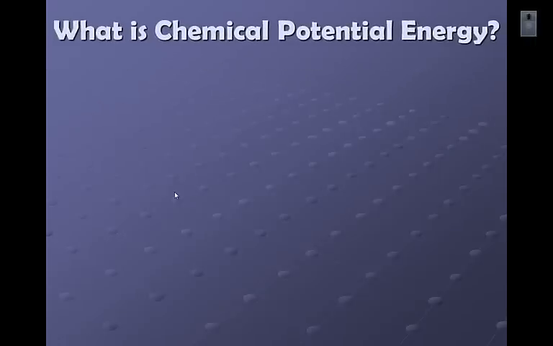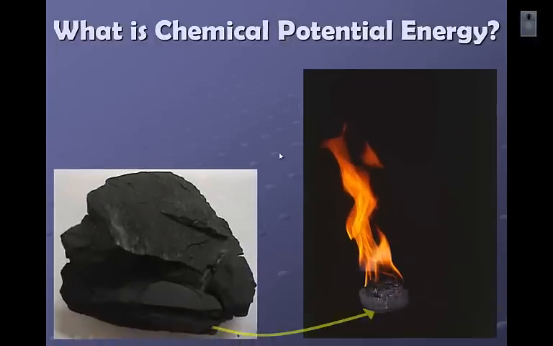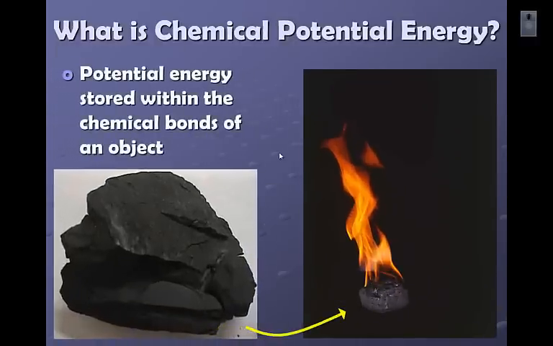So what is chemical potential energy? Well, chemical potential energy is the potential energy stored within the chemical bonds of an object. So here is a piece of charcoal. It has chemical potential energy because it has the potential to be lit on fire and burn and release thermal energy. So this has chemical potential energy.